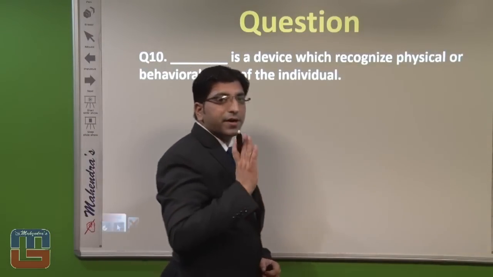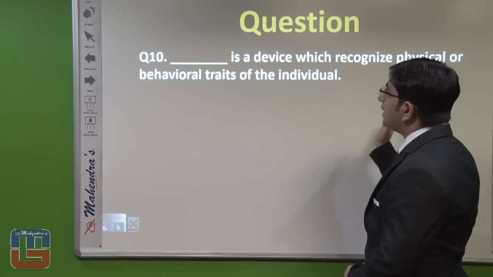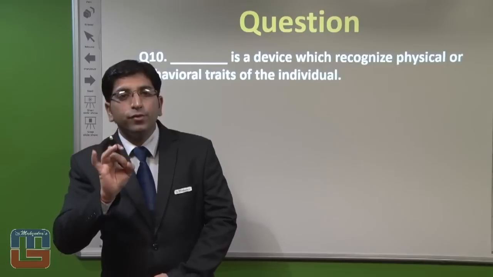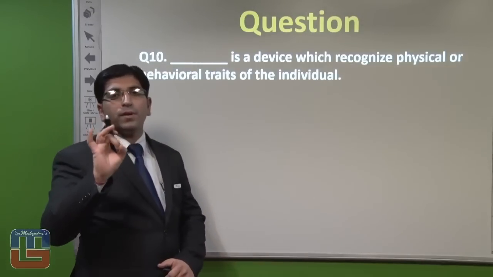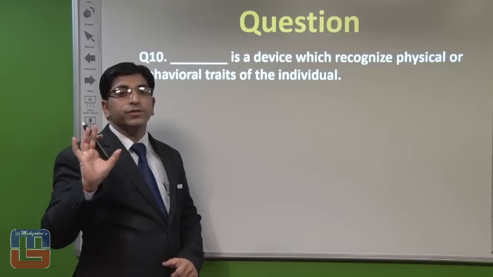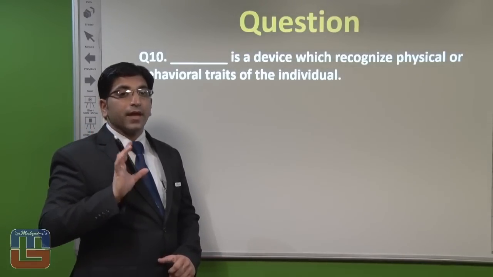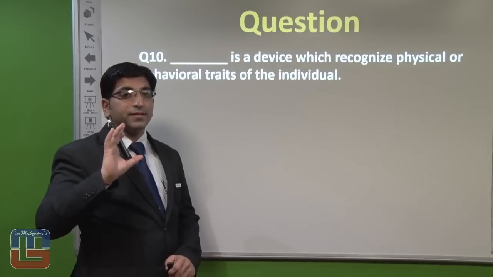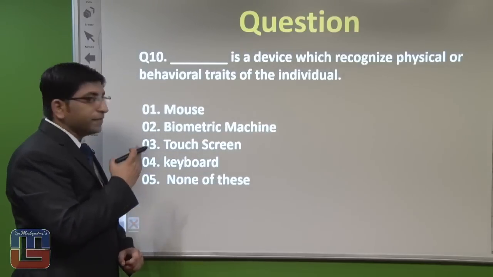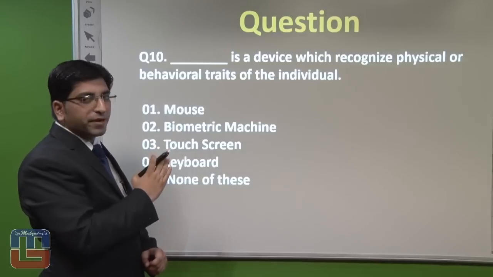The next question says, dash is a device which recognizes physical or behavioral traits of an individual. Here, you have to name a device which is most commonly used for recognizing physical or behavioral traits of an individual. Somehow it is related to security purposes too. Any guesses? It is something like a sensor. Let's check the options. The first option is mouse. Is a mouse a device which recognizes physical or behavioral traits? No.